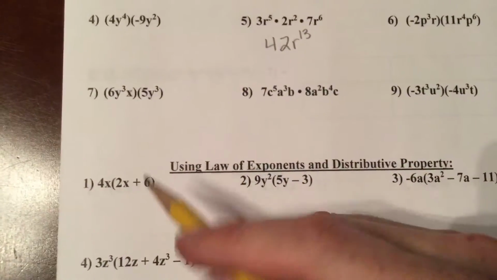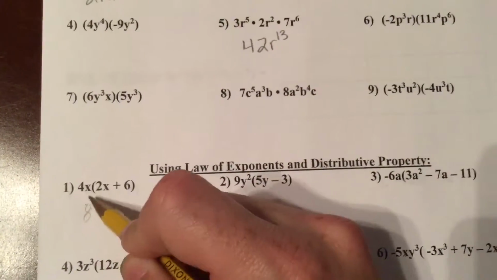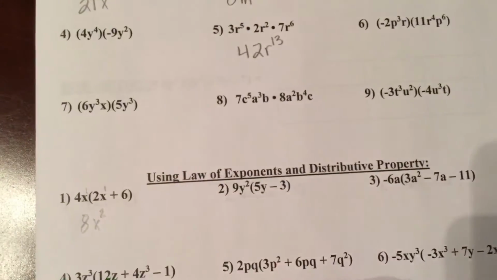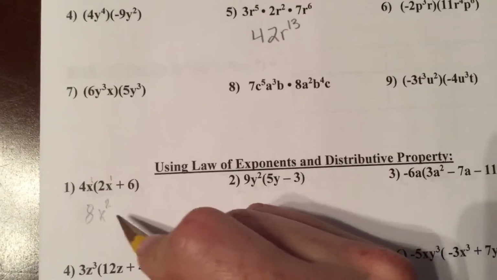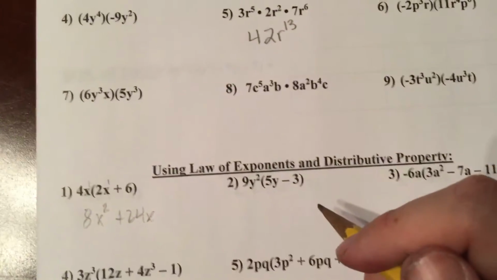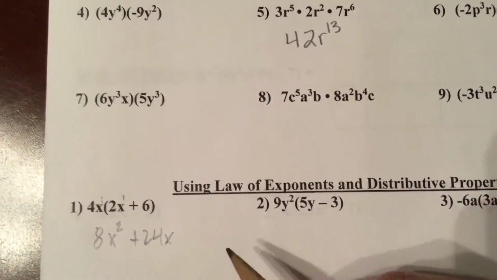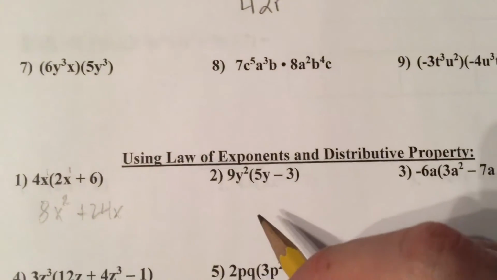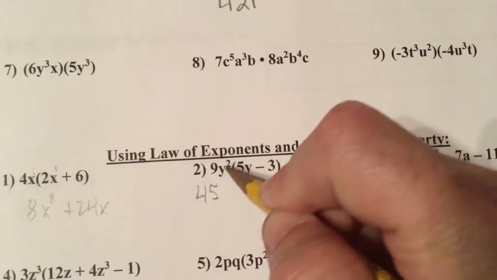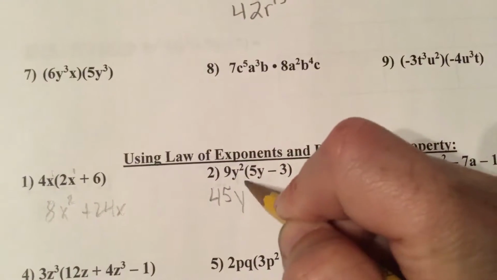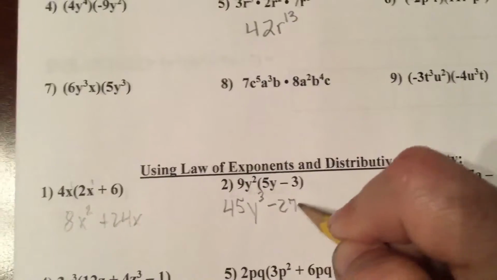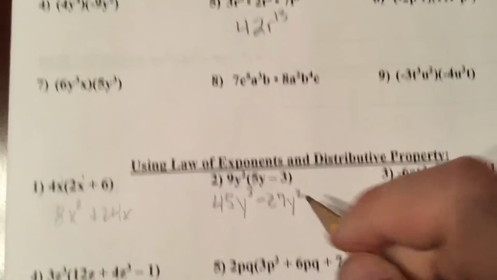So to distribute 4 times 2, 1x and 1x makes 2x's, or x squared. 4 times 6 makes 24. So 8x squared plus 24x. 9 times 5, 2 y's and 1 y makes 3. 9 times -3, and I just bring along the y squared.